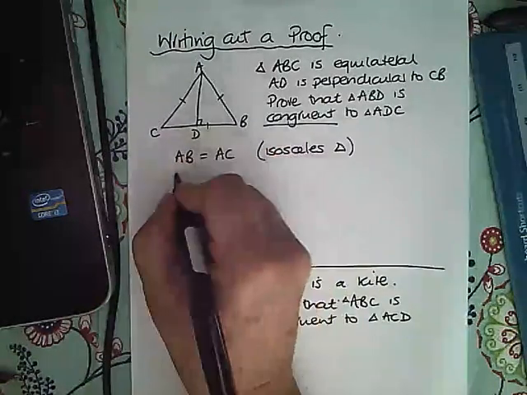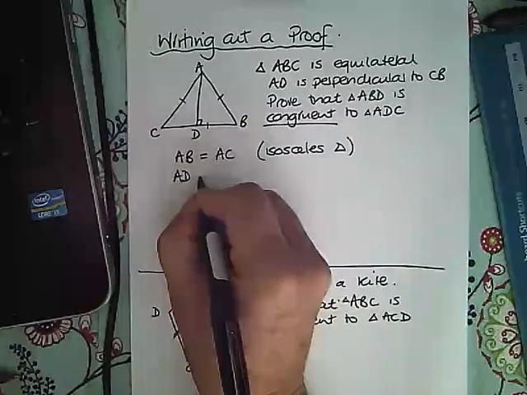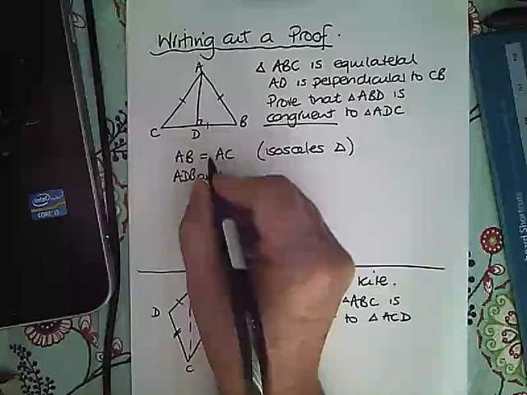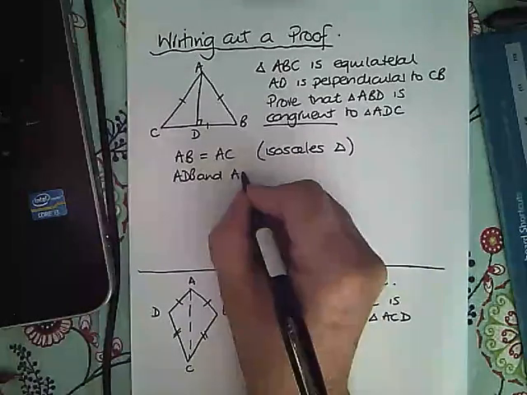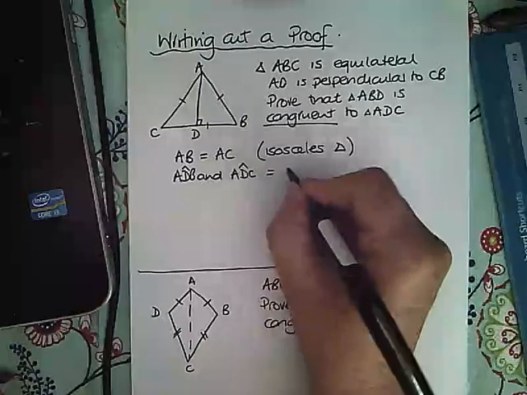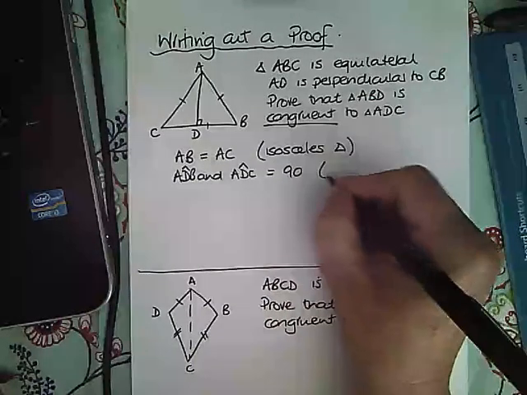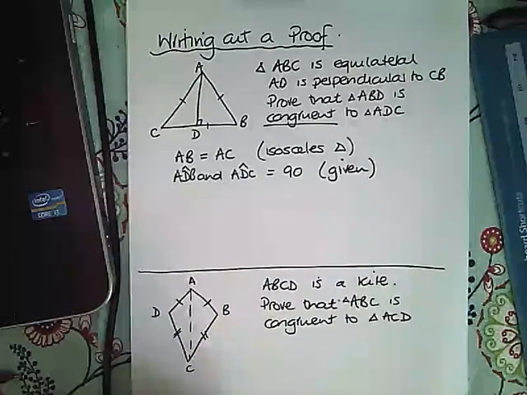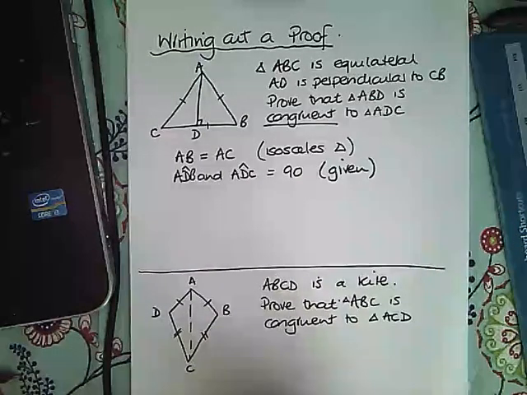AD and, ADB and ADC, those angles equal 90 degrees. And if you're writing this out, you would write "given", and that's because you are given that in the question that it's perpendicular, so it's telling you it's a right angle.